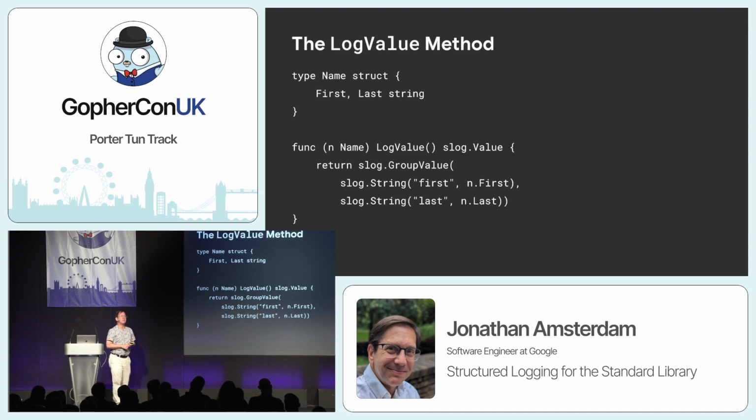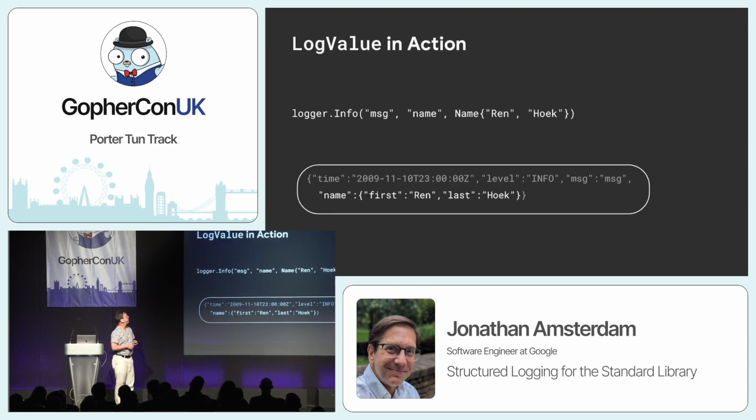Another feature of slog is the LogValue method. Say you have a type and you'd like it to log in a particular way, like as a group with first and last name attributes. You can write a LogValue method on that type that returns a slog.Value. Here we're returning a group value with first and last name. And then whenever we use that type in a log statement, we're going to get that output.